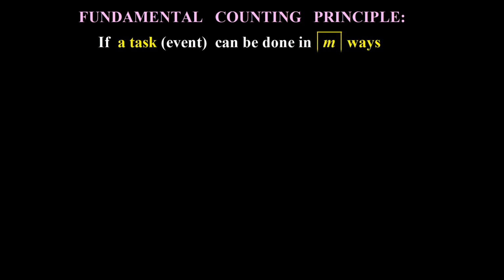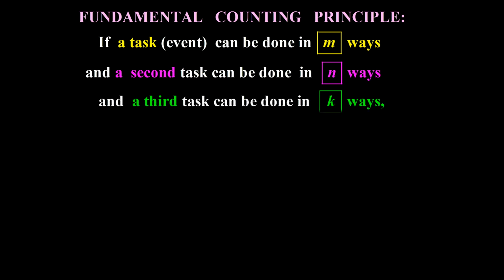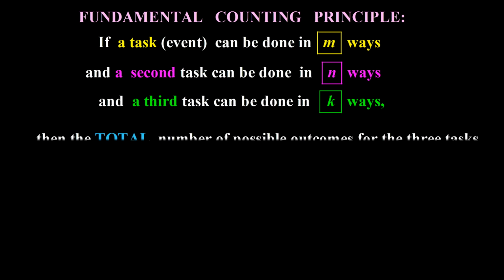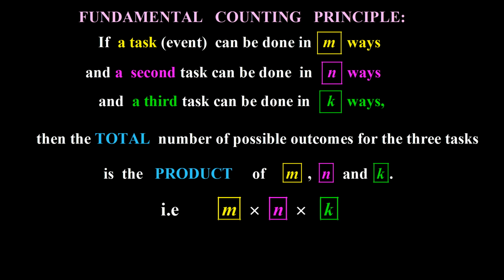If an event can be done in m ways, and a second event can be done in n ways, and then we have a third event or task that can be done in k ways. Now to find the total number of possible outcomes for these three tasks, we just find the product of the three. So I have to find the product of m, n, and k. That means m times n times k.